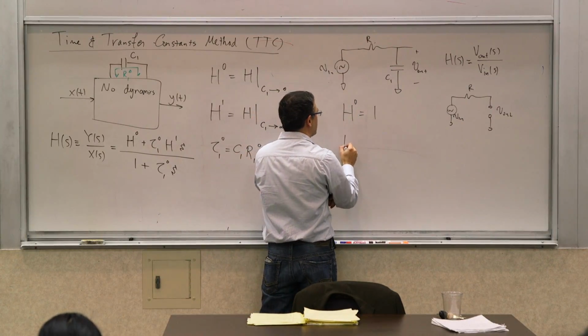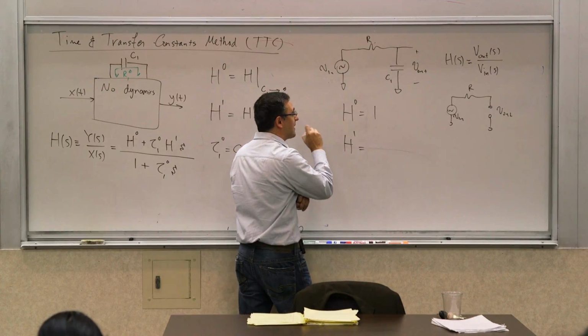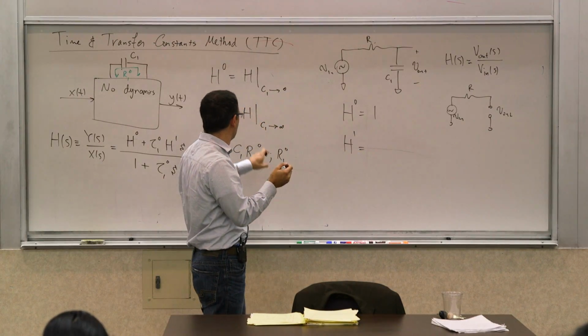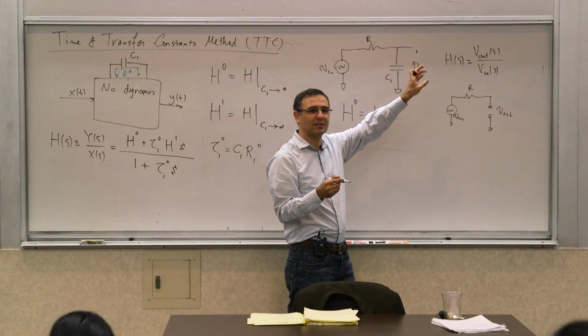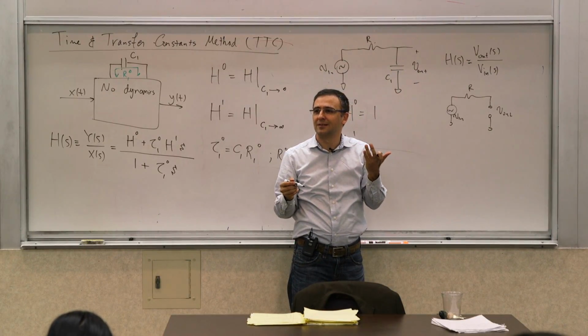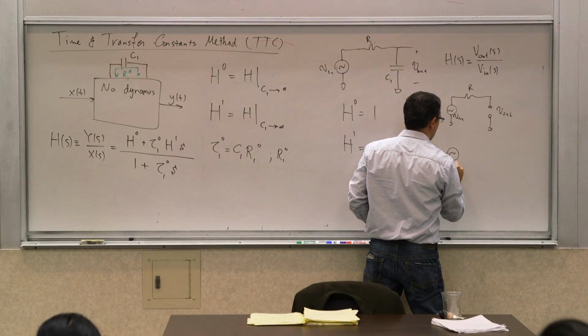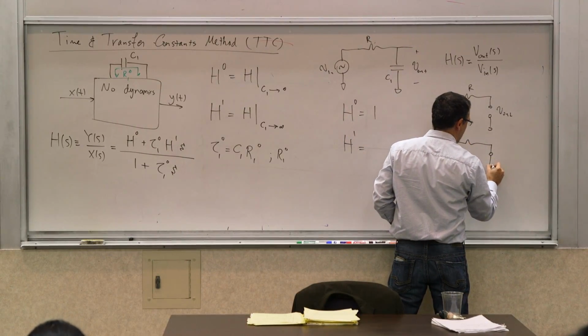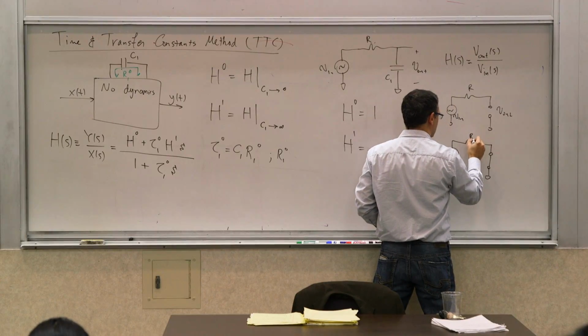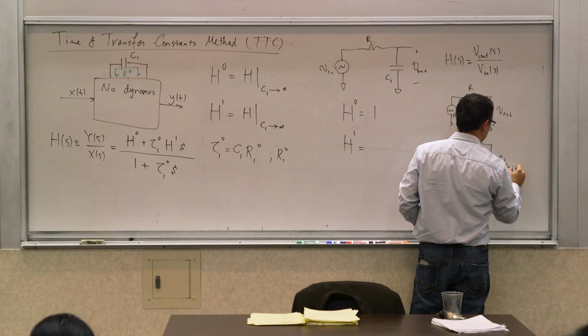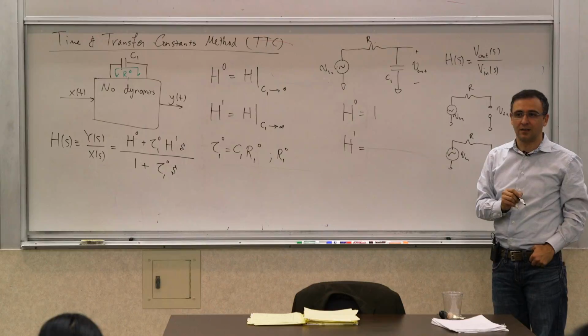So what is H1? Meaning when capacitance is infinite valued. What is a capacitor with a capacitance of infinity? It's a short circuit, right? So the equivalent circuit for that is this. What is V out over V in in this case? 0.